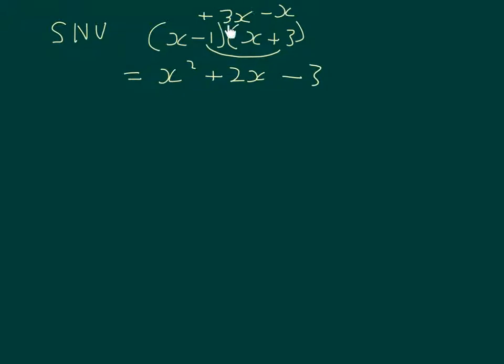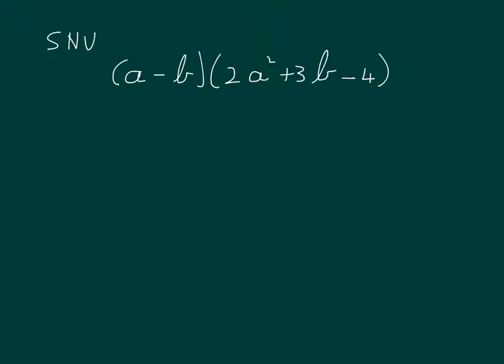Do not get mixed up with this writing up here. If it doesn't suit you and you don't feel safe with it, you write your x squared here, your 3x down here, your minus x, and then your minus 3, and then you simplify it later. But by grade 10, I think you should be able to handle this.